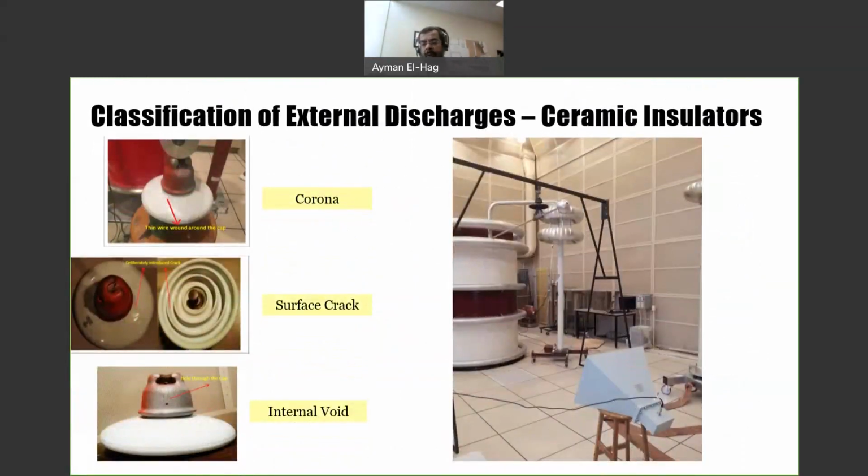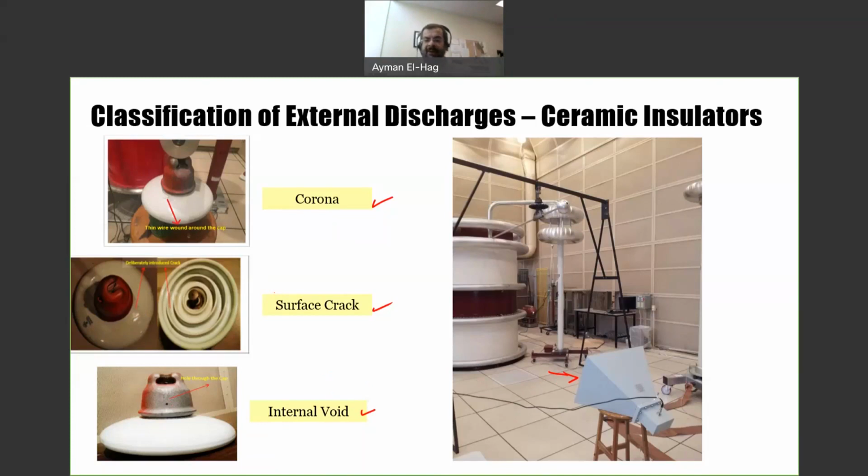So what is our problem? We will use an RF antenna, this is the antenna, to classify three different problems in outdoor insulators, namely the corona, which we did with the ultrasonic sensor, surface crack, again we did that, and here, internal void. So we have an internal void inside the cap and pin insulator. Now, if you remember, in the ultrasonic case, the third class was not internal void. The third class was wetting surface.